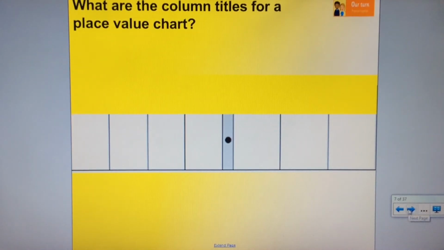I'd like you to have a think about the titles that we use for a place value chart, because place value charts are really useful to help us understand the place value of decimals. So have a think, that's our decimal point here. What would each of the columns be called? Can you give them a title? Pause the video and have a think.